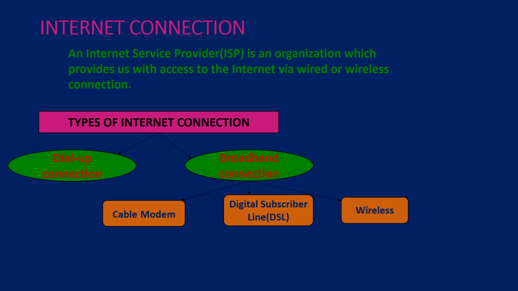Third type is the wireless connection. Wireless internet enables wireless connectivity to the internet via radio waves rather than wires on a person's home computer, laptop, smartphone, or similar mobile devices. The most common ways to connect to the internet wirelessly are: first one is the Wi-Fi hotspot, and WiMAX.